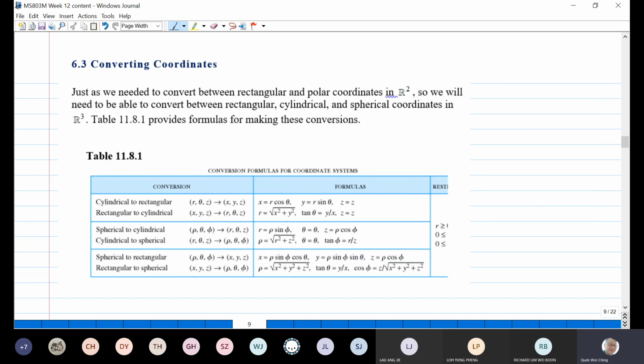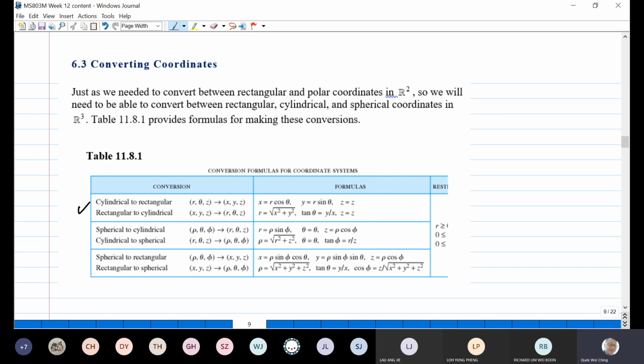Okay, so how do you convert them? Define the different coordinate systems. Between cylindrical and rectangular, it is very straightforward because you just convert x and y to r and theta using polar coordinates, and z stays the same. Then the harder one is cylindrical and spherical coordinates.